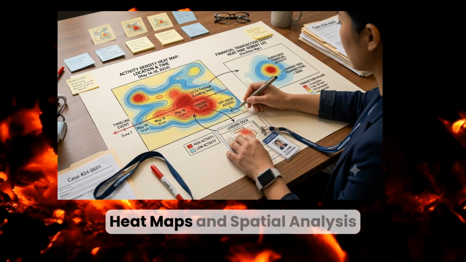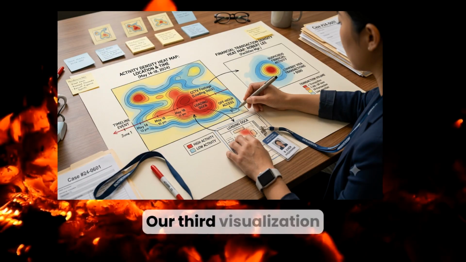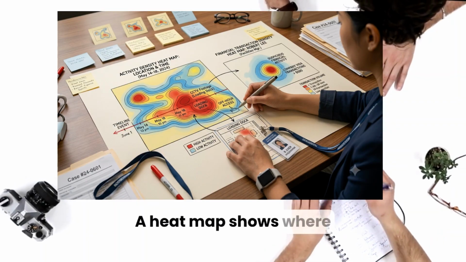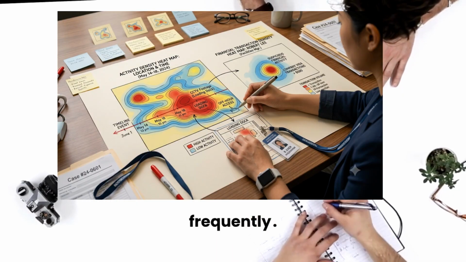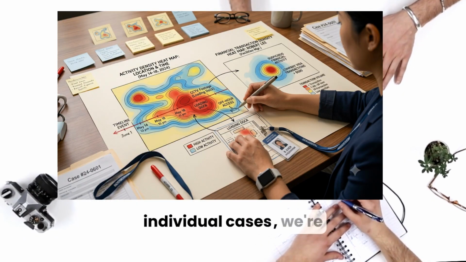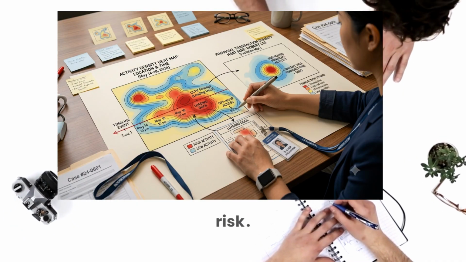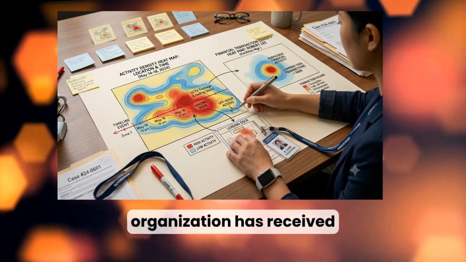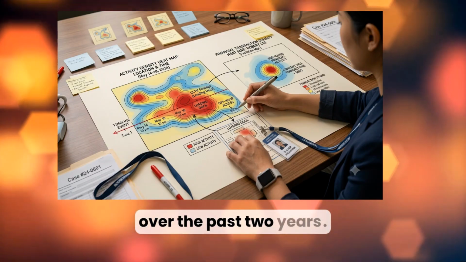3. Heat maps and spatial analysis. Our third visualization technique is the heat map. A heat map shows where problems occur most frequently. Instead of looking at individual cases, we're looking for concentrations of risk. For example, imagine your organization has received 50 harassment complaints over the past 2 years.